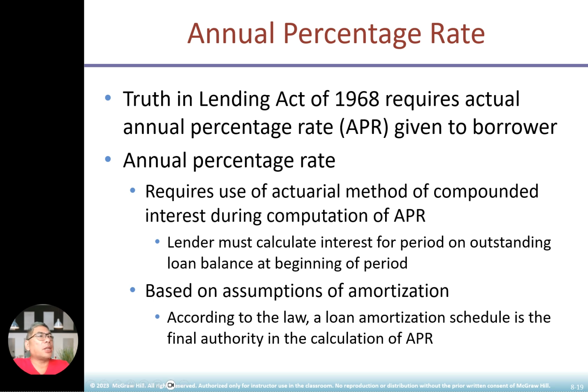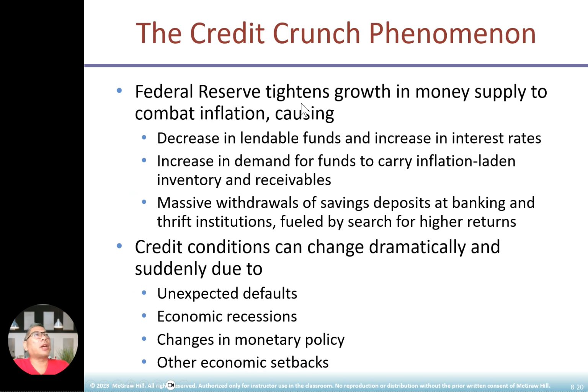According to the law, a loan amortization schedule is the final authority in the calculation of APR. Okay. For the Federal Reserve, tightening the growth during the credit crunch phenomenon: the Reserve tightens the growth in money supply to combat inflation, causing a decrease in lendable funds and an increase in interest rates, and an increase in the demand for funds to carry inflation-laden inventory and receivables, and massive withdrawal of savings deposits at banking institutions fueled by search for higher returns. This is what's going on when there is a tightened growth in money supply to combat inflation. Okay, this is what is also happening so far in Canada now in 2024 to fight inflation. Interest rates go up.